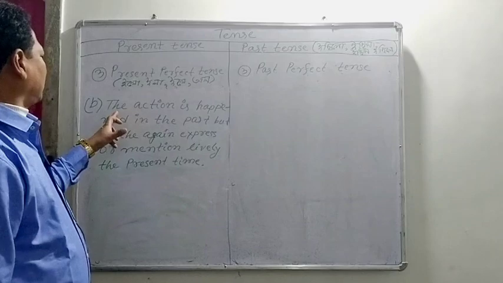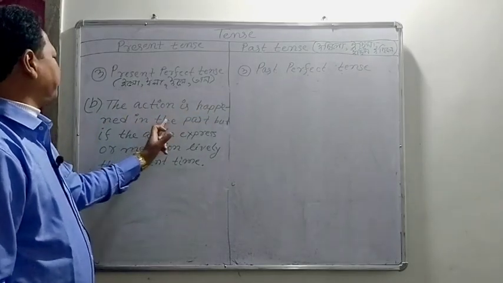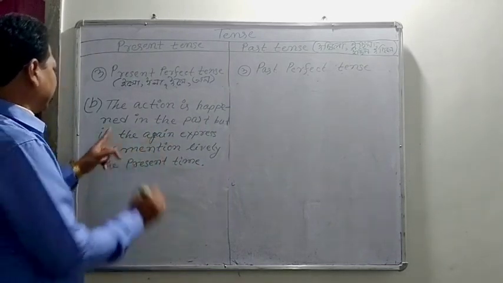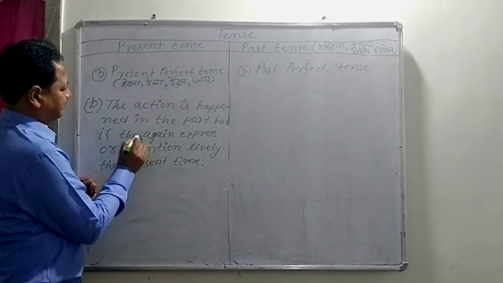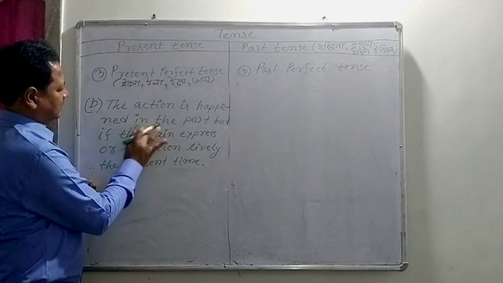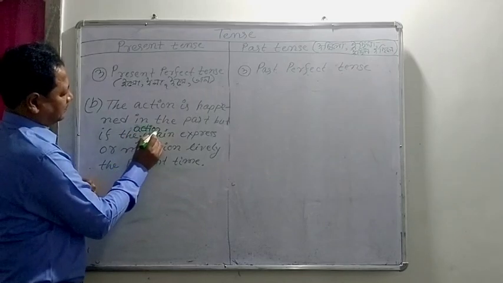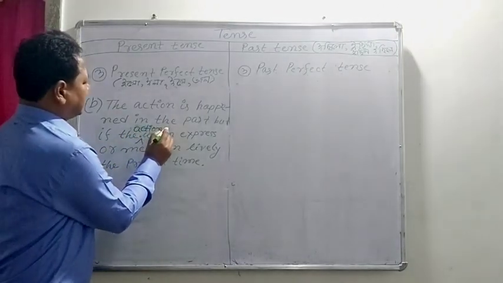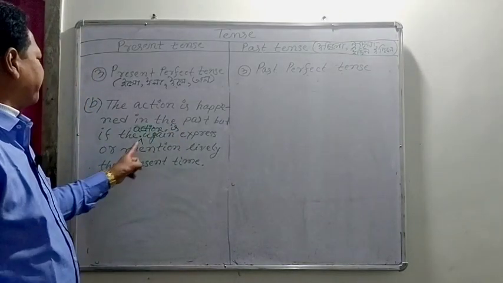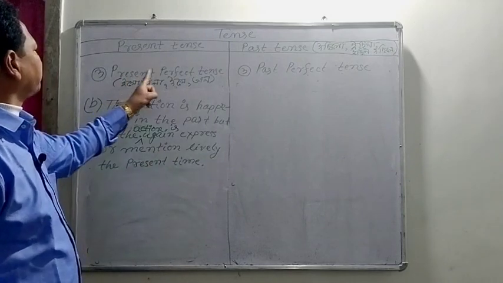Now observe here, look at the word. The action happened in the past, but if the action is again expressed or mentioned lively at the present time, then use what? Present perfect tense.